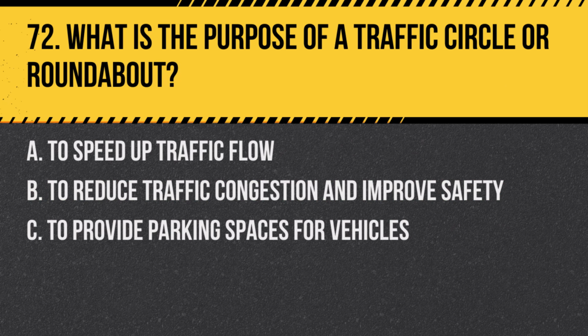Question 72. What is the purpose of a traffic circle or roundabout? A. To speed up traffic flow. B. To reduce traffic congestion and improve safety. C. To provide parking spaces for vehicles. Answer: B. To reduce traffic congestion and improve safety.